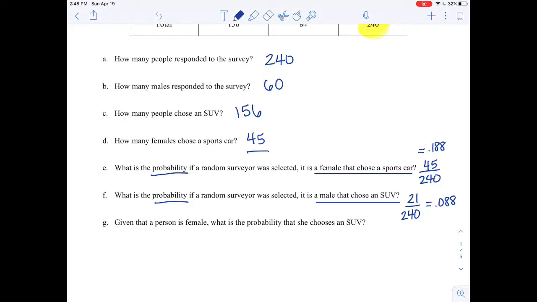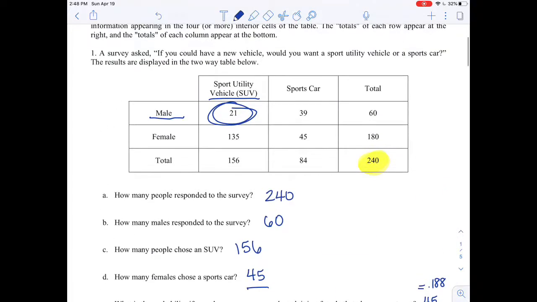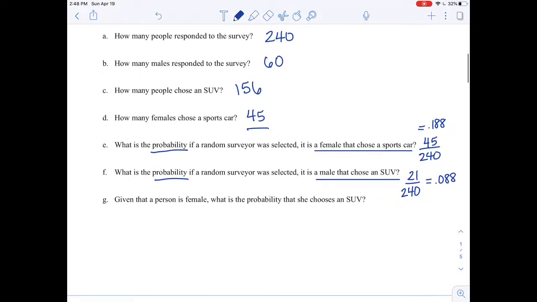Okay, now we're going to talk in the next couple of days about something called conditional probability, which means that instead of having your probability be out of everyone in the entire survey, it's only out of a specific row or a specific column depending on the situation. This is an example of one that's going to come out to be a conditional probability. This is the key word that you see, given.